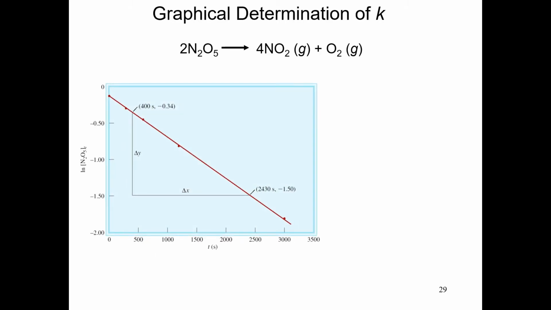Now in this case, we are looking at only a single reactant. And so what we can do is, for example, here's a reaction for the compound dinitrogen pentoxide as it decomposes into nitrogen dioxide and oxygen. And here is a graph where you have the natural logarithm of the concentration of N2O5 at different times. And as you can see, it is a straight line.